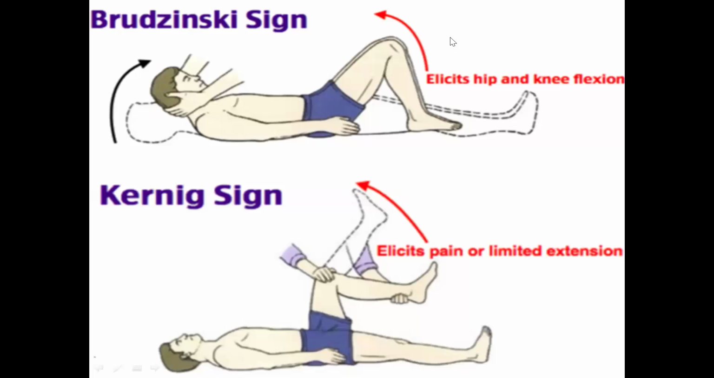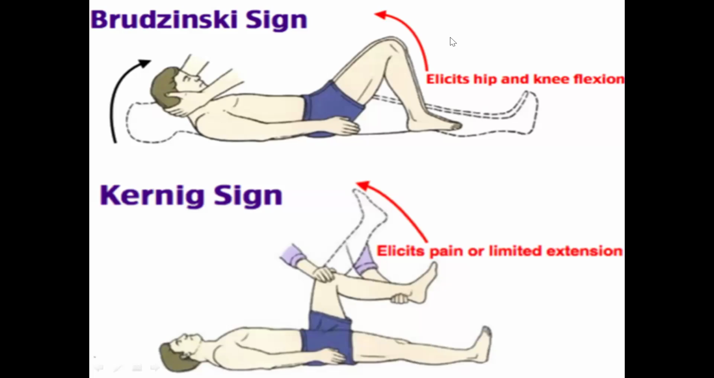Am I communicating, please? Okay, we have gotten it. All right. Someone says I should repeat. Please, for the last time, I will repeat it. I said Kernig sign has to do with what? The knee. The way I used to remember, letter K starts with knee.